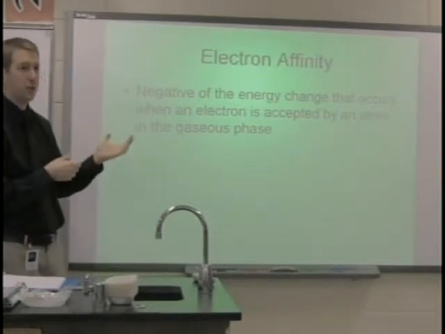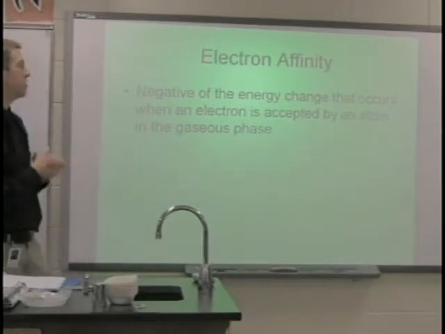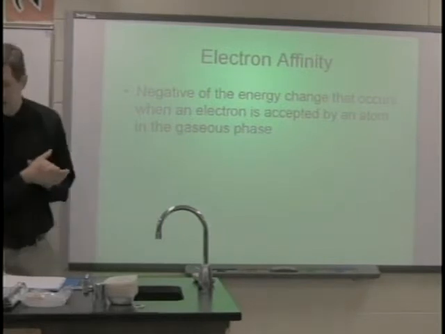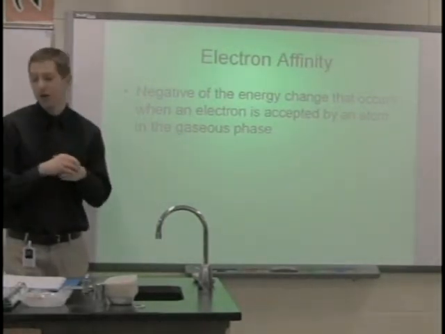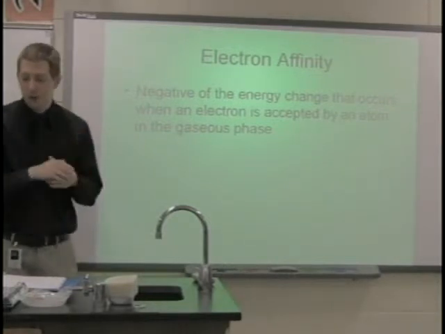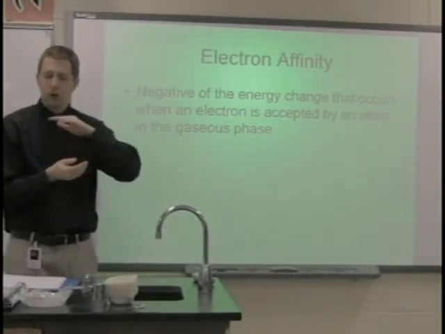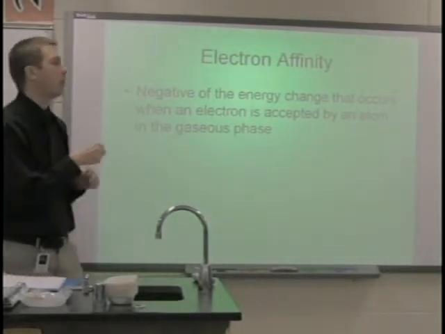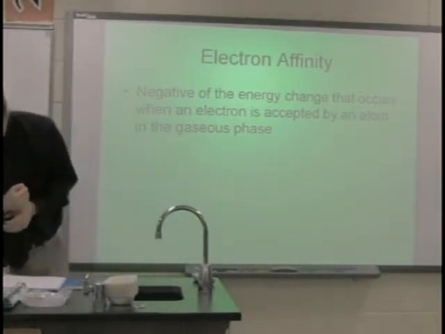Again, electronegativity will be covered later. Electron affinity is the negative of the energy change that occurs when an electron is accepted by an atom in the gaseous phase. And what you can write down for the trend part is it's the exact same as ionization energy. As you go down the periodic table, electron affinity decreases. As you go left to right, it increases. So in other words, things that are in the upper right-hand corner are very good at taking in electrons.